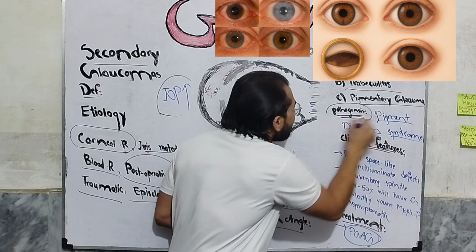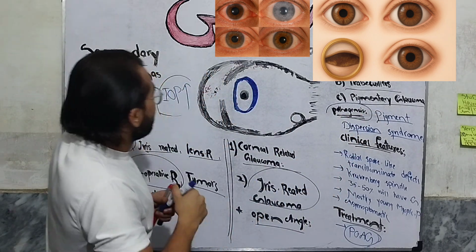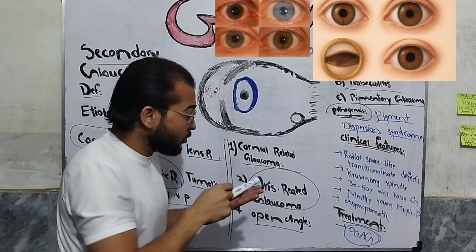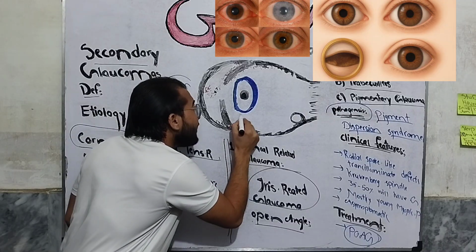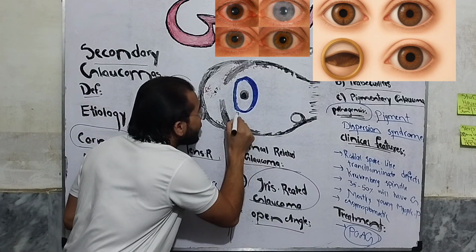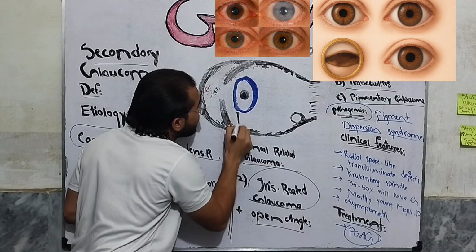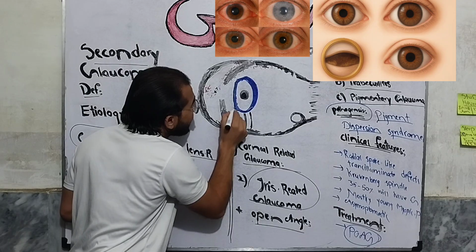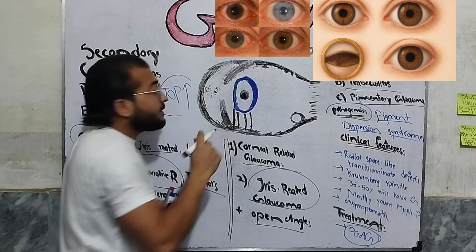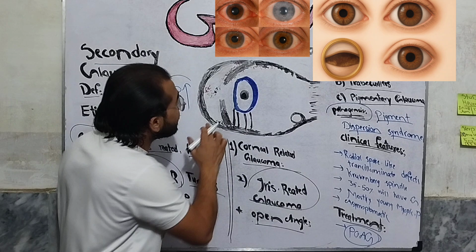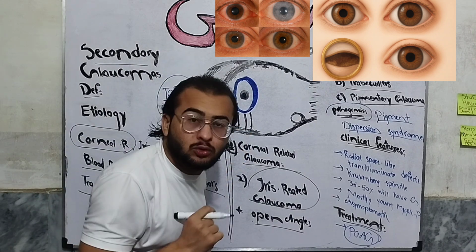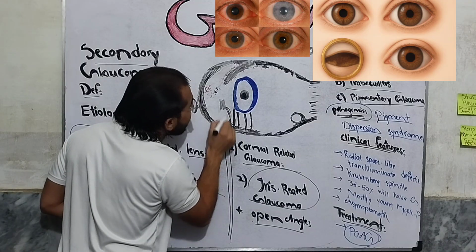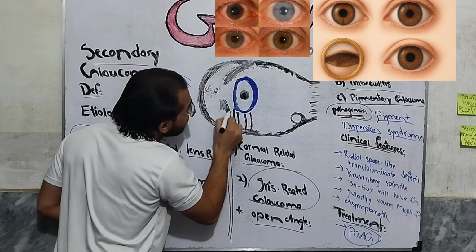What is the pathogenesis of this syndrome? The pathogenesis is simple, guys. These are the zonules. We know that the zonular fibers hold the lens in place. So what is happening in this pathology is that there is bowing of the peripheral iris against the zonules. It bows against the zonules.